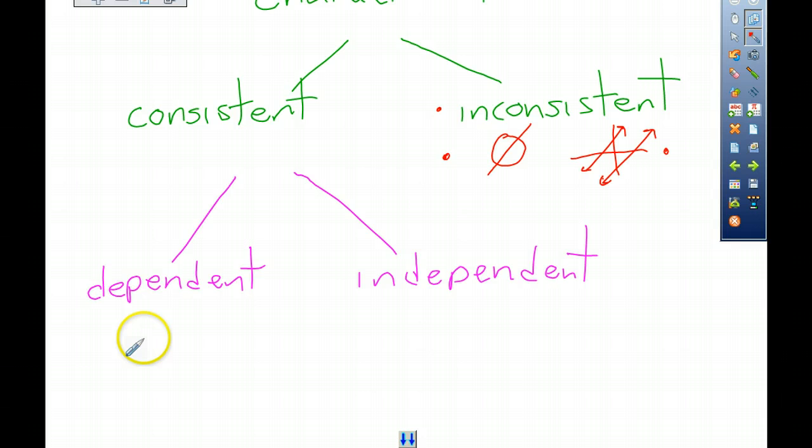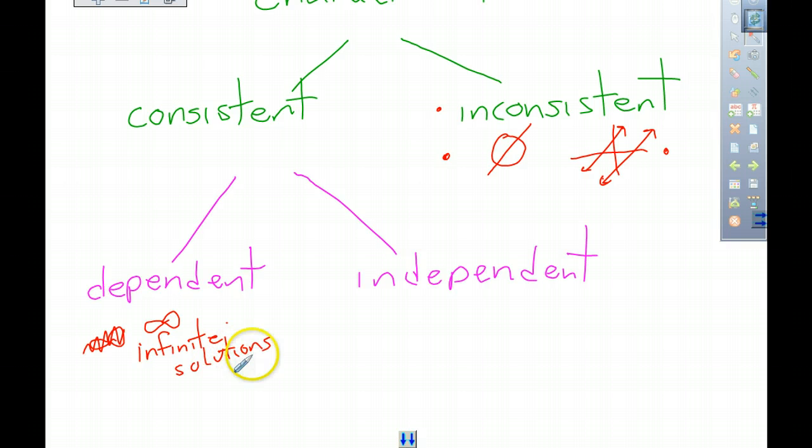What do you have here? Dependent? What is dependent? Which one was that? Yeah, infinite number of solutions. Like, infinity sign. A little bit better. But you can also just write it out. Infinite solutions. Technically, there's infinite number of solutions. The answer is infinity, so infinite number of solutions.